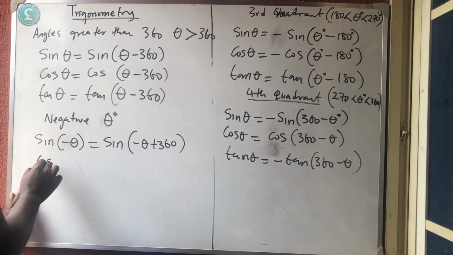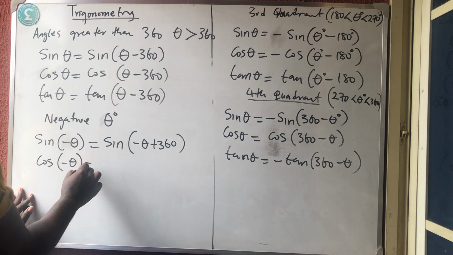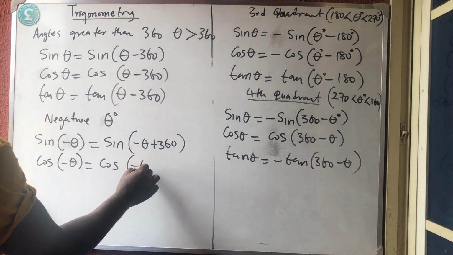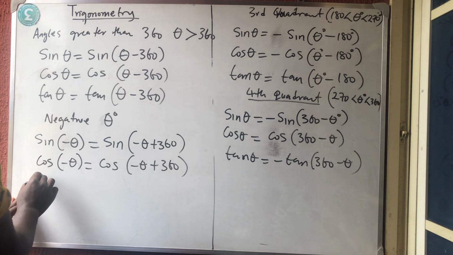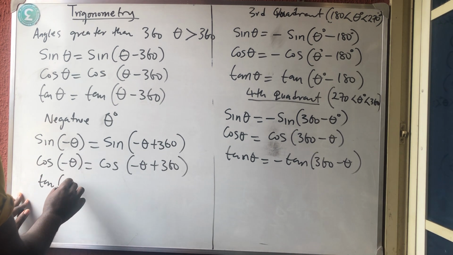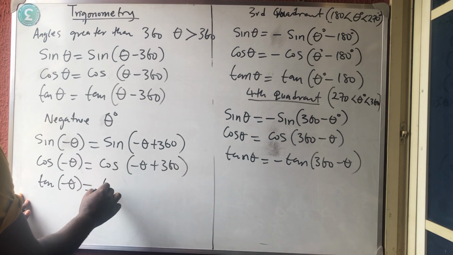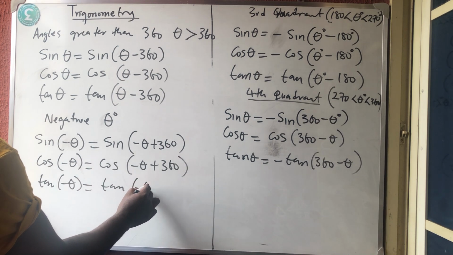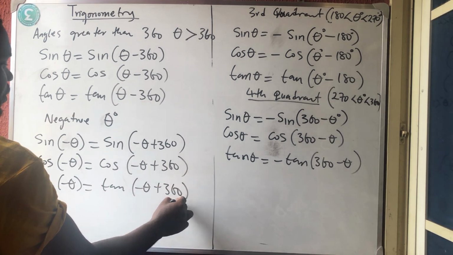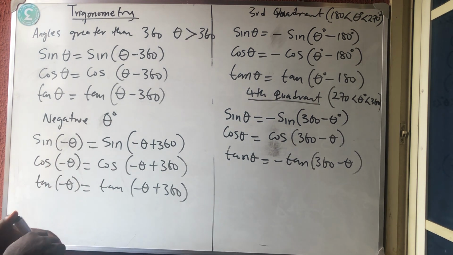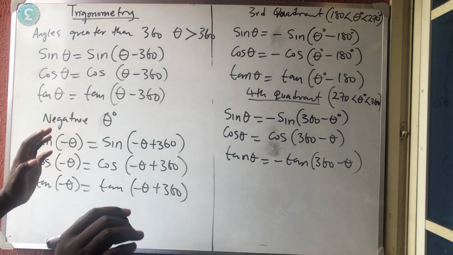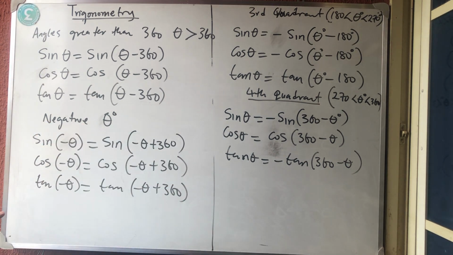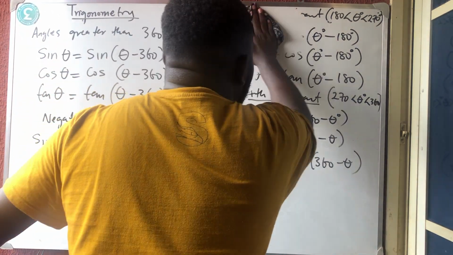360. Cos minus theta is equal to what? Cos of minus theta plus 360. Tan theta, tan of minus theta plus 360. Okay, so that is that. So just keep adding. If you add 360, it has not fallen in any quadrant. Add 360 again, add 360 again, until it will naturally fall into a quadrant. Then you will now apply the law that governs that quadrant.